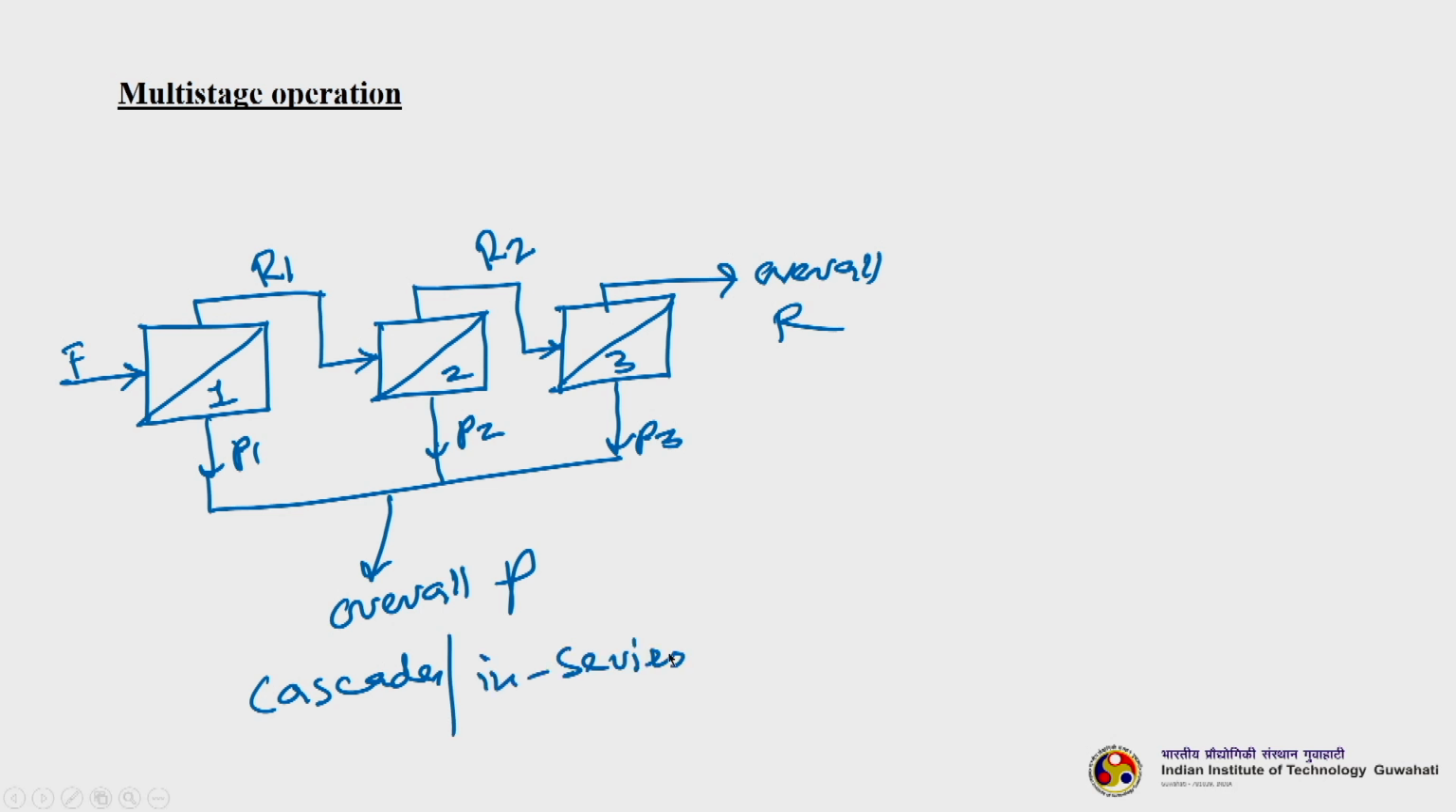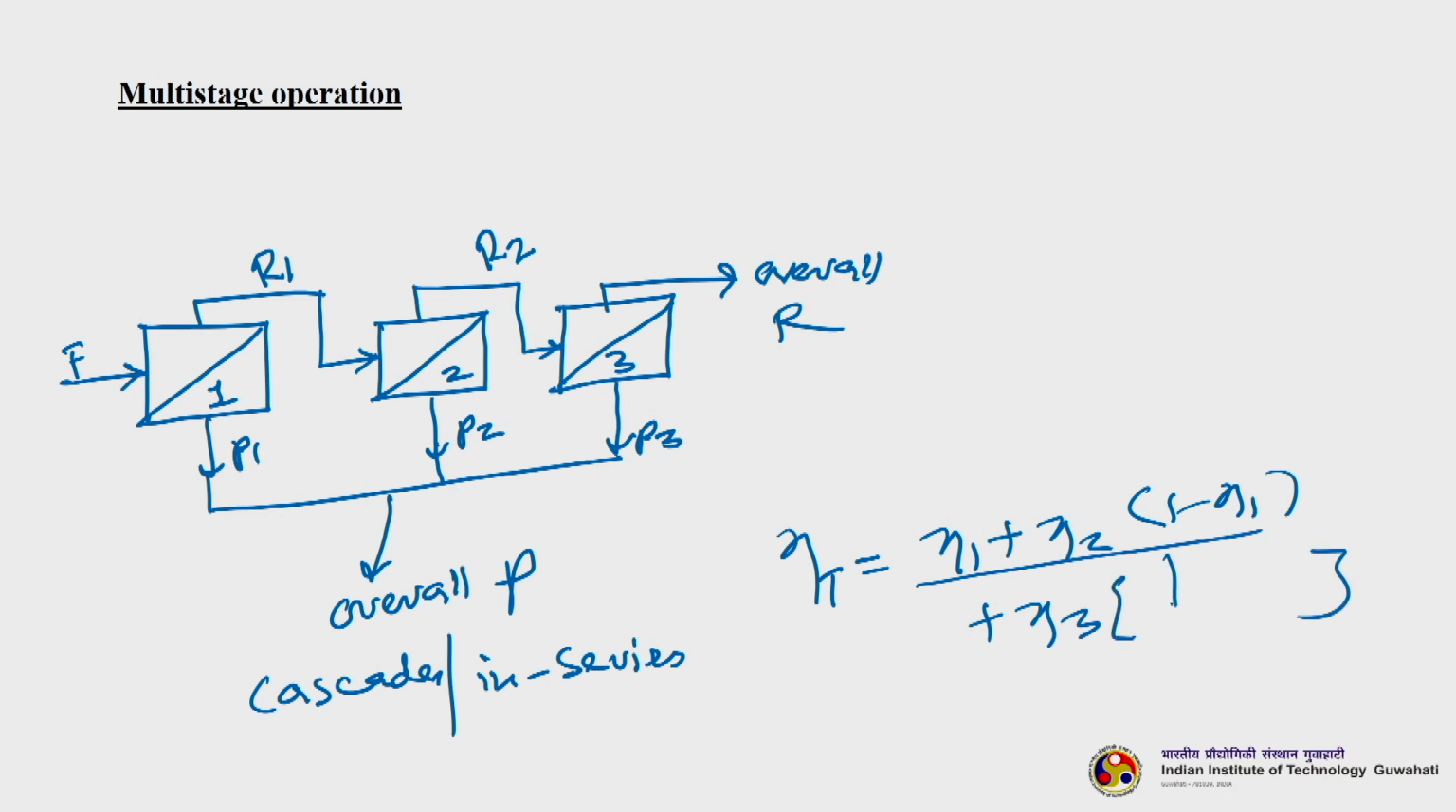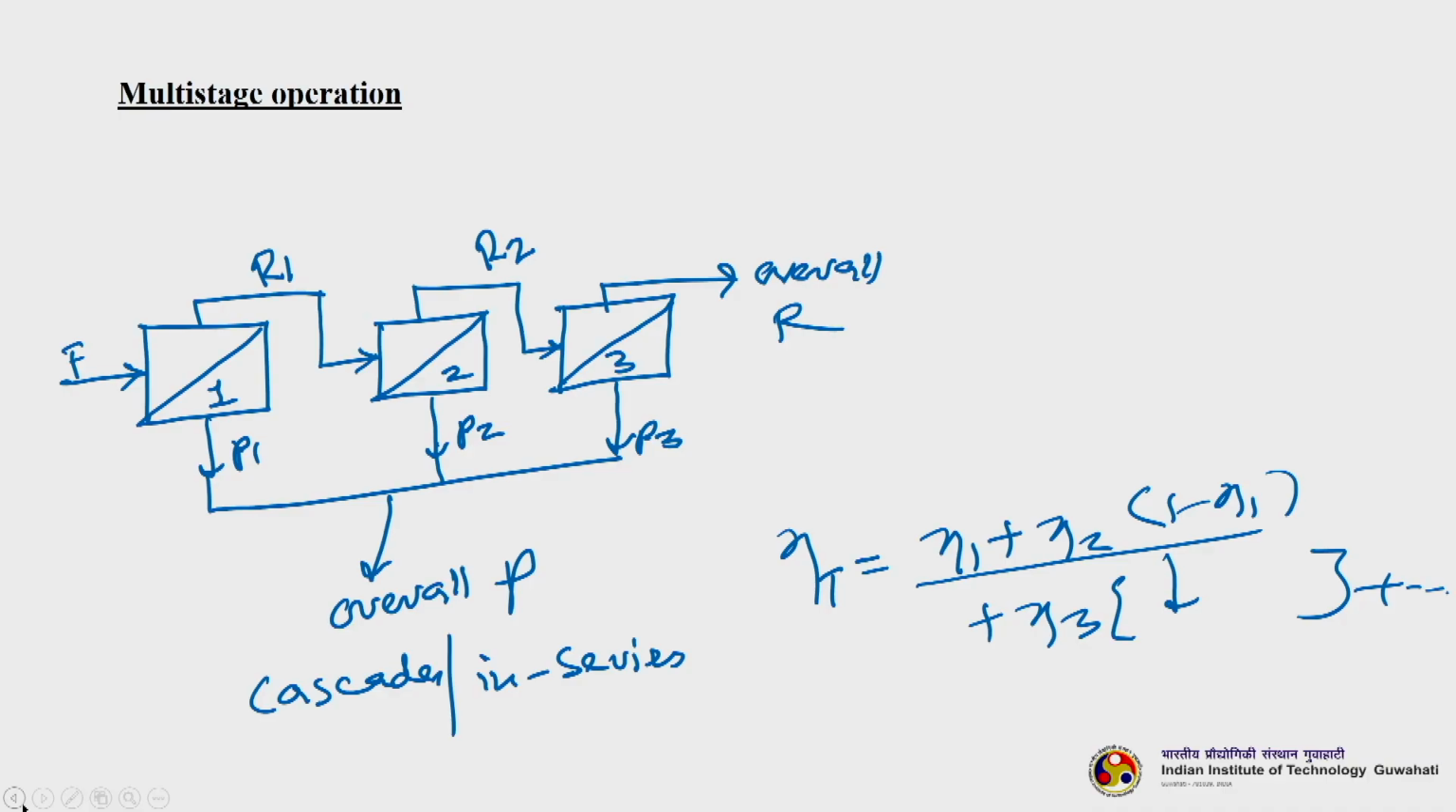So, those who have read chemical reaction engineering must have read the tank in series model, where the equation of overall performance is usually given by eta t equals eta 1 plus eta 2 into 1 minus eta 1, plus eta 3 into this total here, and it goes on. So, that was about our multi-stage operations, right.